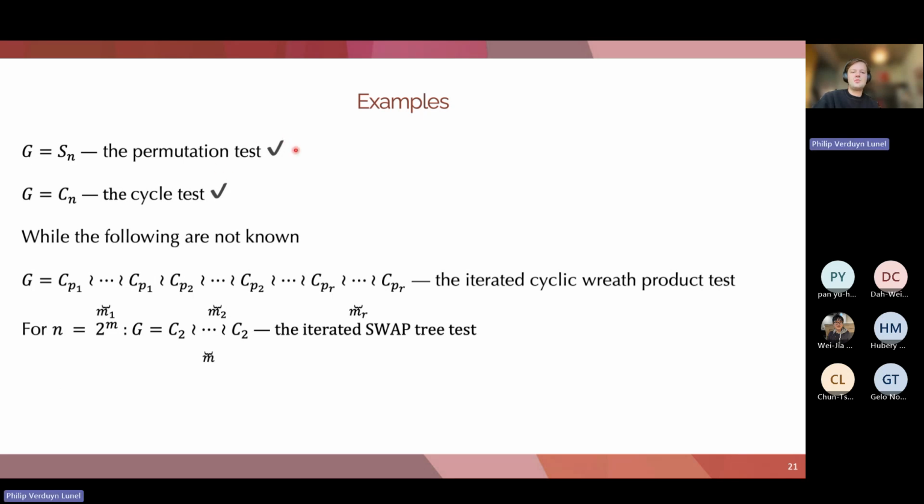Exactly, like I said before. So the permutation test, you can compute these things, and for the cycle test, you can compute these things. But what would be interesting is something called the iterated cyclic wreath product. I'm going to give you an example. You immediately understand what it means.